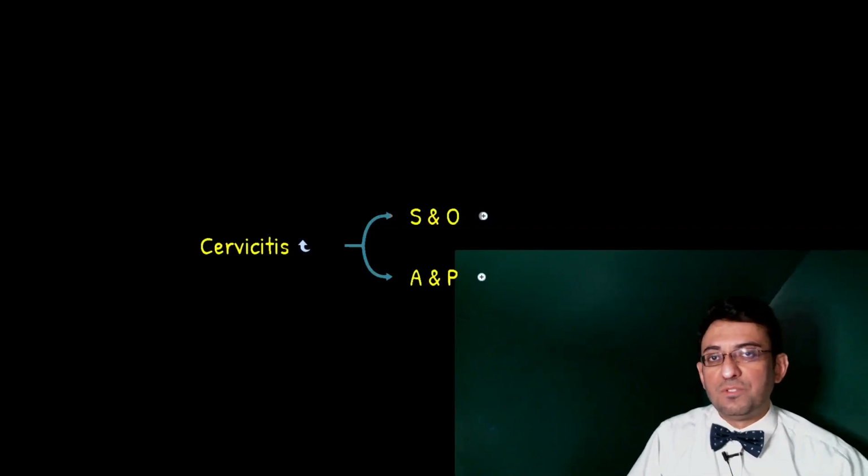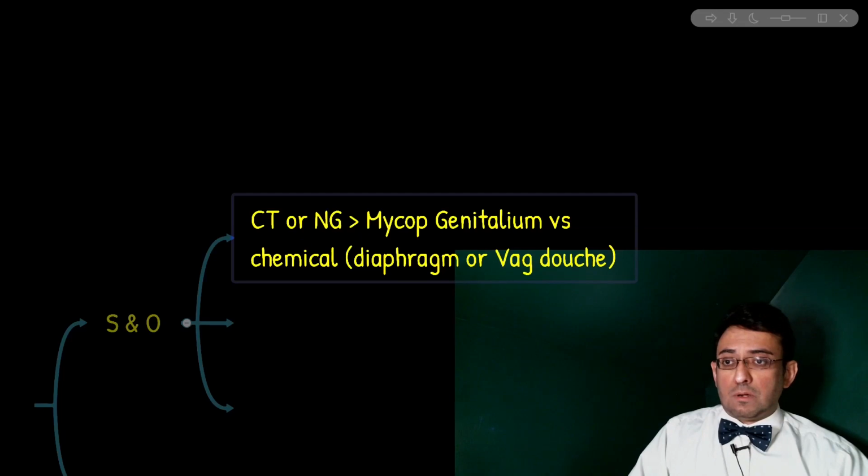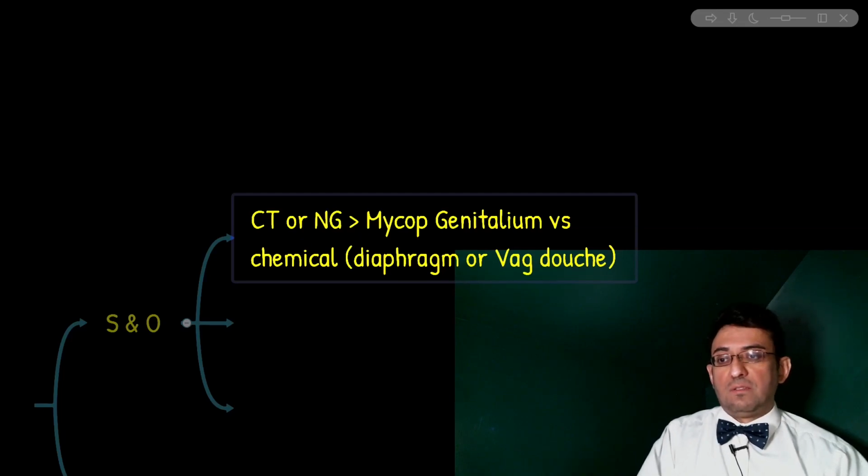Hello, in this episode we discuss cervicitis, the inflammation of the uterine cervix. There are two types, infectious and non-infectious. What are the common etiologies of infectious cervicitis? Chlamydia trachomatis, Neisseria gonorrhea, Mycoplasma genitalium, and Trichomonas vaginalis.